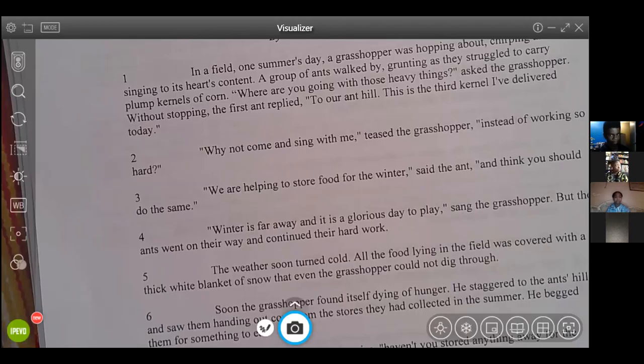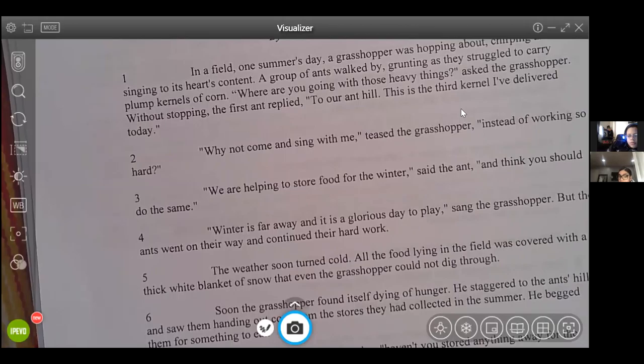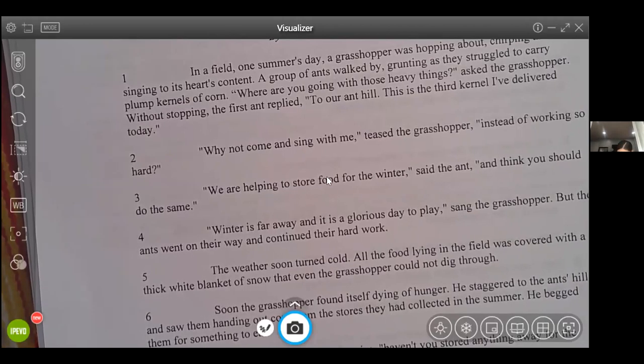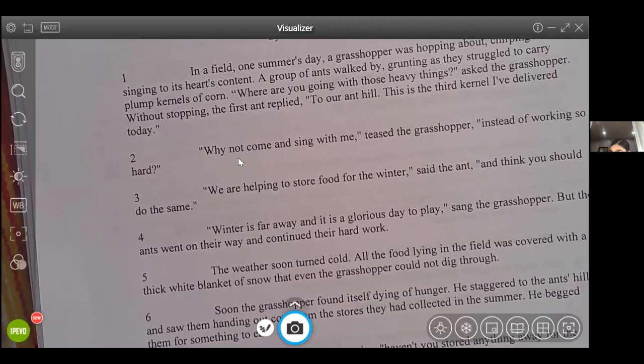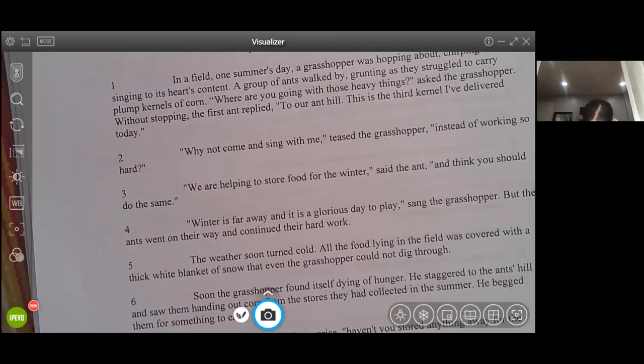Do I continue? So, Lewis, I know that we had read this earlier, but I want to focus on a different piece of it. That's why we're reading it here. So we know this fable of the grasshopper and the ants. Basically, the grasshopper only wants to sing and have fun, and the ants want to work hard so that they have food for winter. What I want to focus on in particular is what is revealed to us by the dialogue that the author has here.